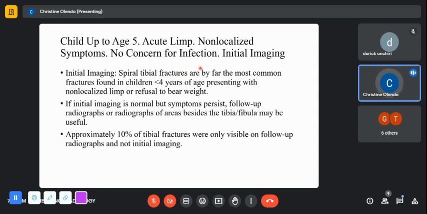The concern was spiral tibial fractures, which were most common in children under 4, and that's why they recommended radiograph. But what I was saying is that on initial imaging, you might miss this fracture, which is why they said it is important to have follow-up imaging. With follow-up, they found these fractures in about 10% of follow-up radiographs that were done, which were initially missed in the first imaging.